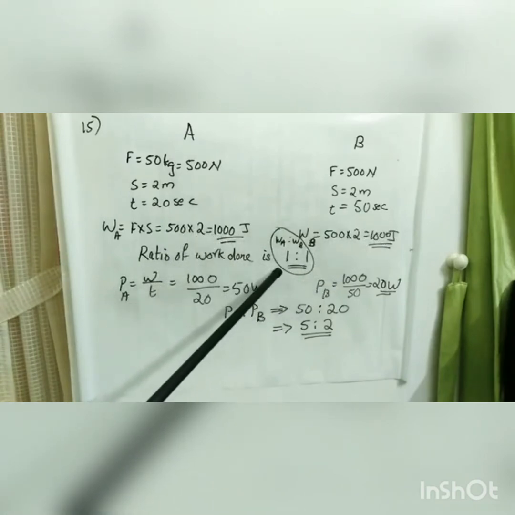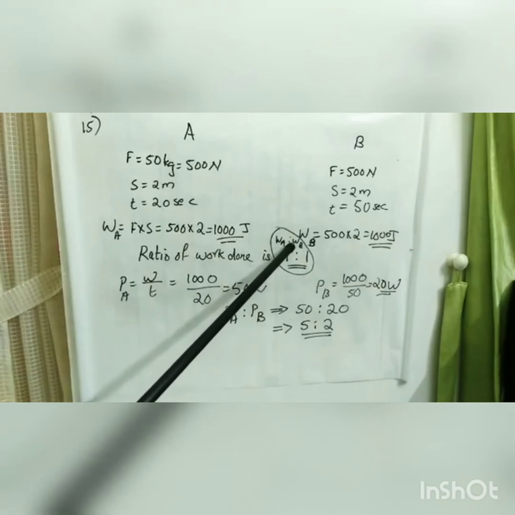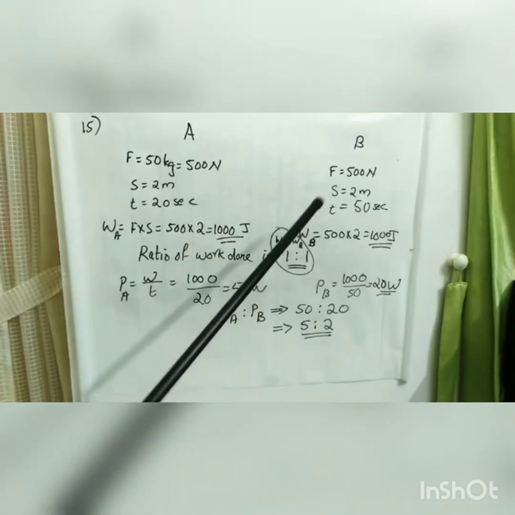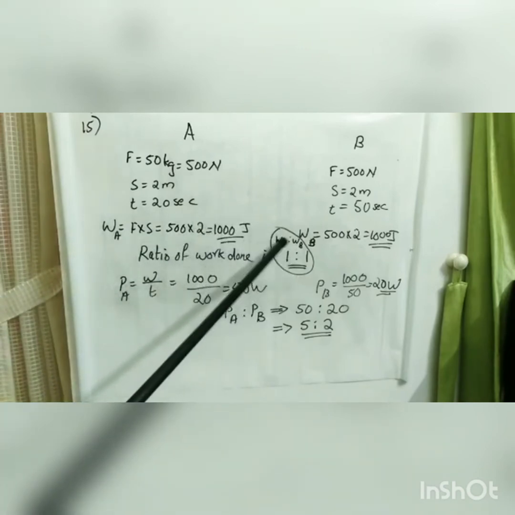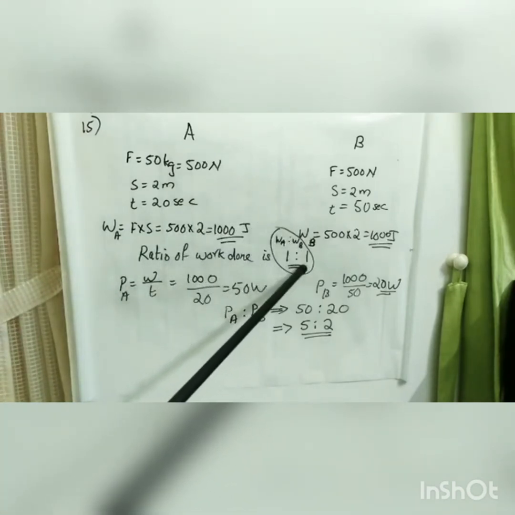So you will get the ratio of work done by A to work done by B. You have to write like this. Whenever you are asked for the ratio, the question also should be mentioned. WA is to WB implies 1 is to 1.